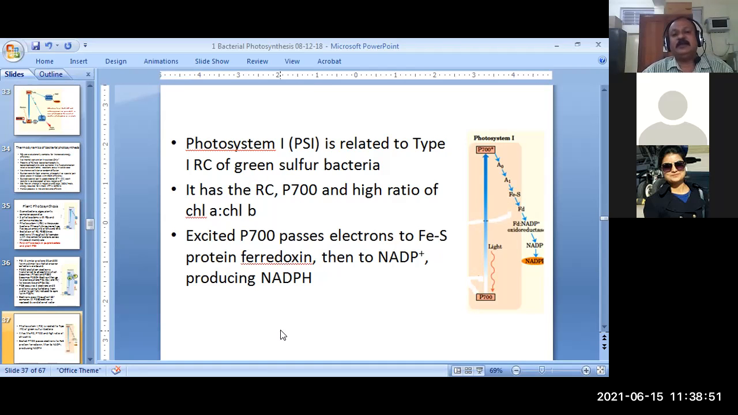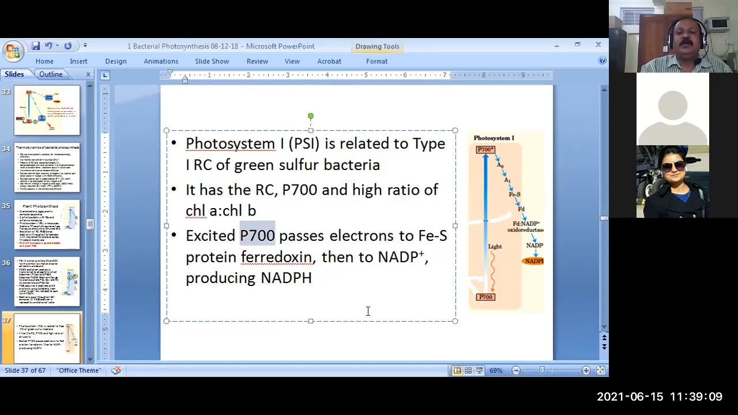And this is again, as I told you earlier, related to the type 1 reaction center of the green sulfur bacteria, and there is a high proportion of chlorophyll A as compared to chlorophyll B. And here we have the reaction center, which is called P700. The molecule sitting in the reaction center is called P700, and after getting excited it will pass the electron to the iron sulfur protein called ferredoxin. Can you see it here? FeS is shown here in the diagram.